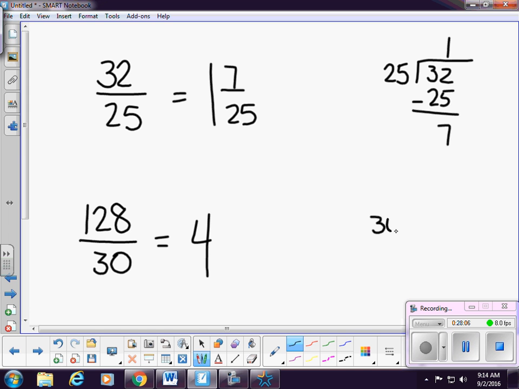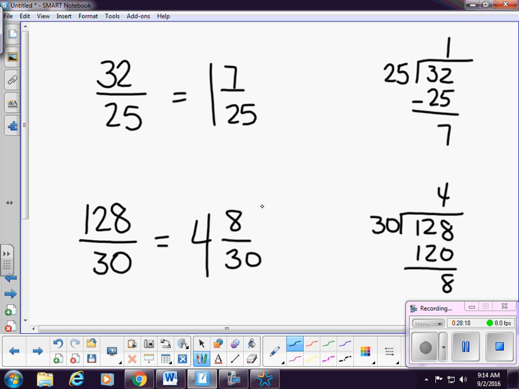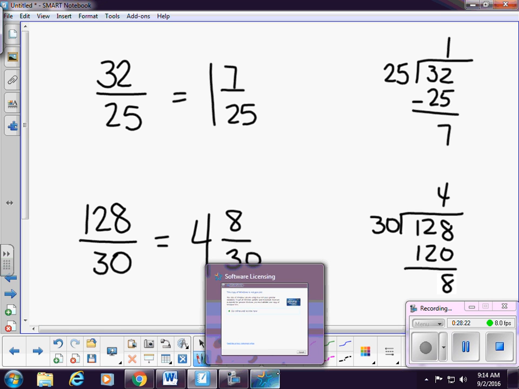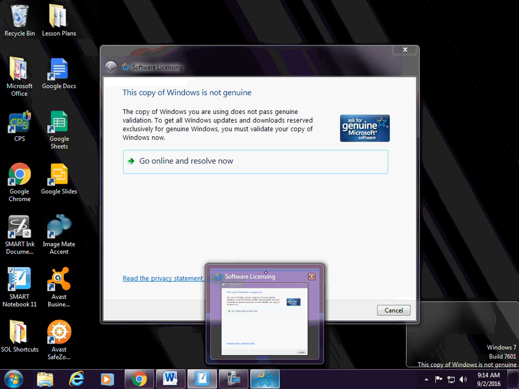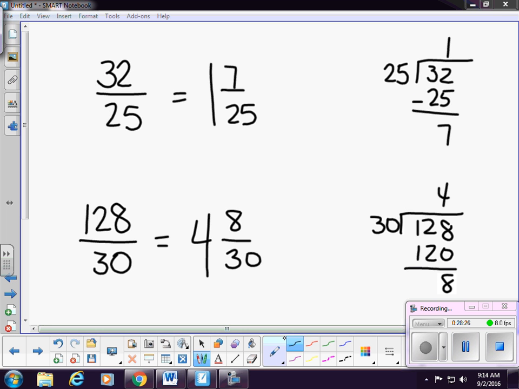So if I'm dividing, it's what? Okay. And if I have 128, how many people would be left over? So that's going to be 8 over 30. And then what do I need to do to that fraction? Simplify it or reduce it. Okay? Anybody have a question with that?